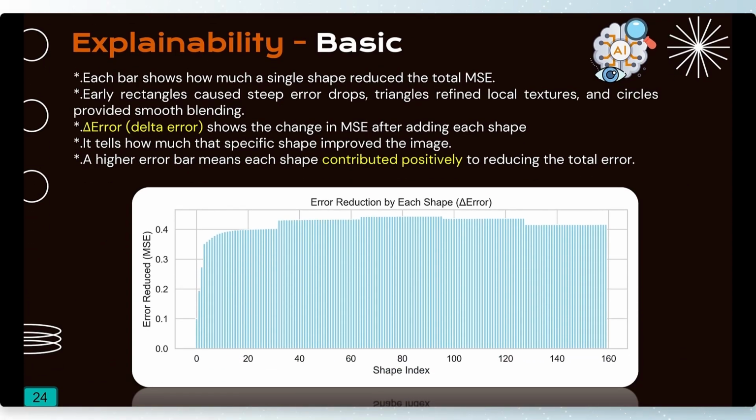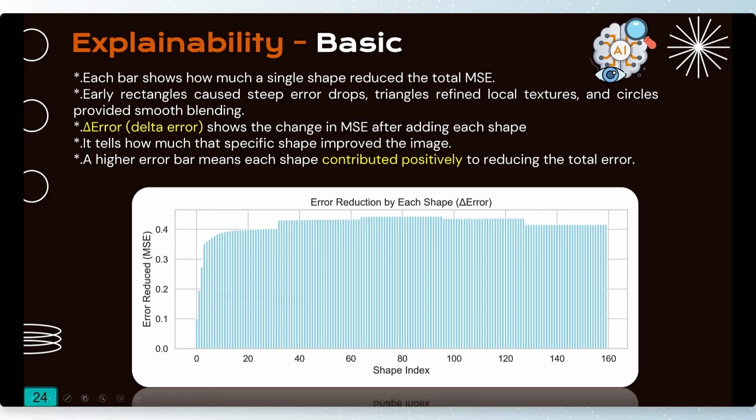Here we have error reduction by each shape, so we have delta error here. Each bar shows how much a single shape reduced the total MSE. Early rectangles cause steep error drops, triangles refine the local texture, and circles provide a smooth blending. Delta error shows the change in MSE after adding each shape.